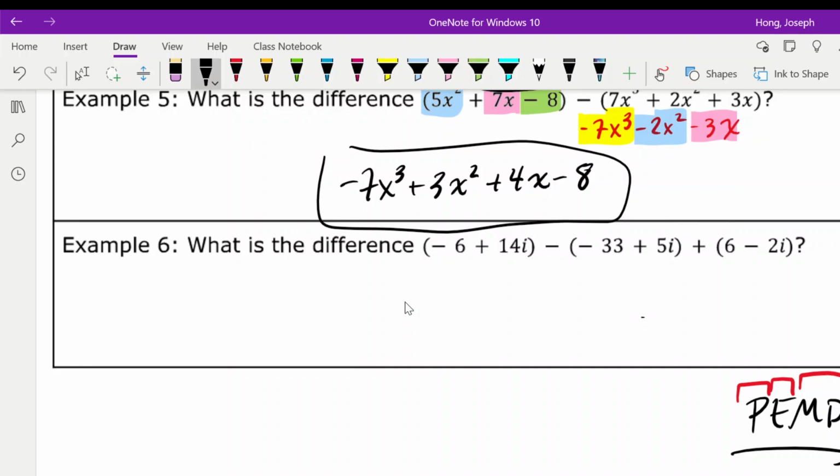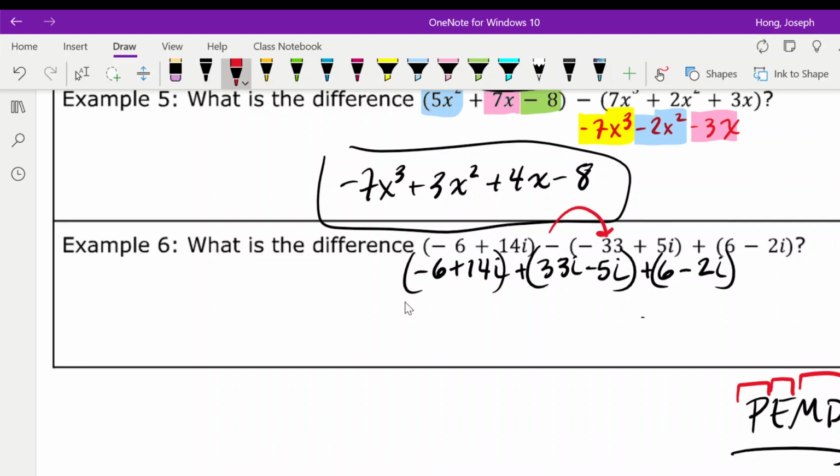So for us to do that, I need to rewrite this phrase. So negative 6 plus 14i plus 33i minus 5i plus 6 minus 2i. And I'm going to put my parentheses now. Hopefully you notice that I just distributed this negative sign and made this into a positive in the end. So this minus became a positive. But look at the insides of my second binomial, or my second complex number. The signs switched from here to here.